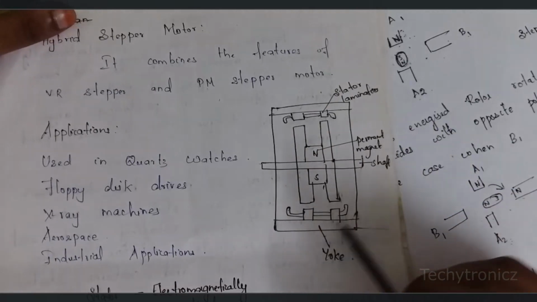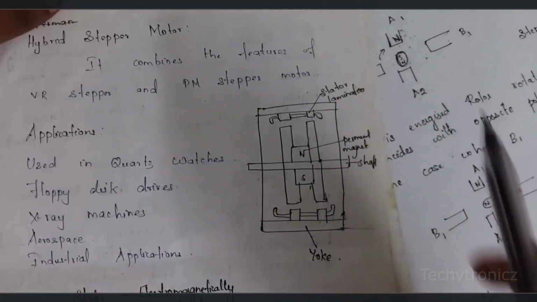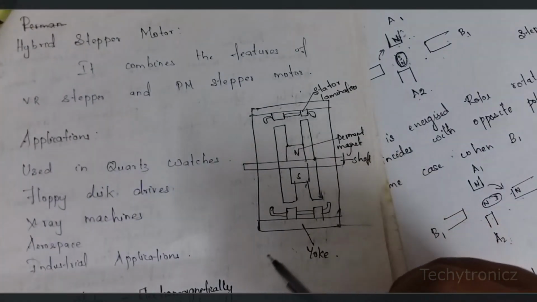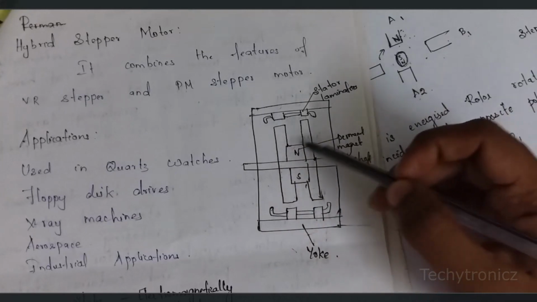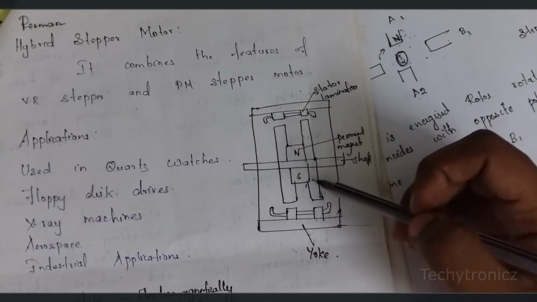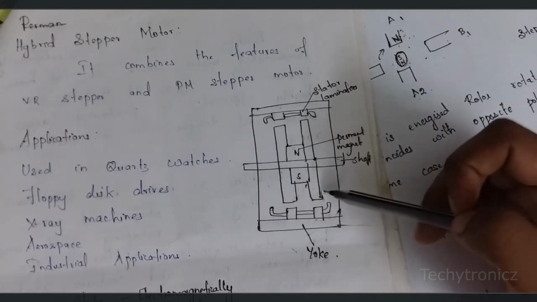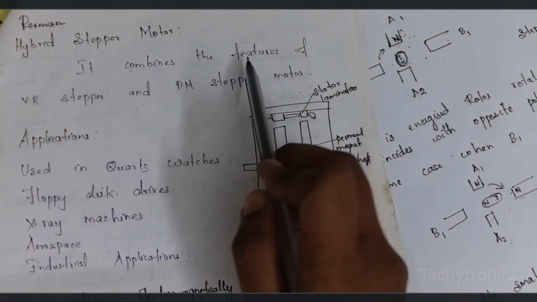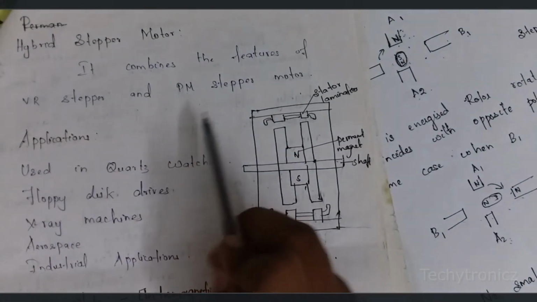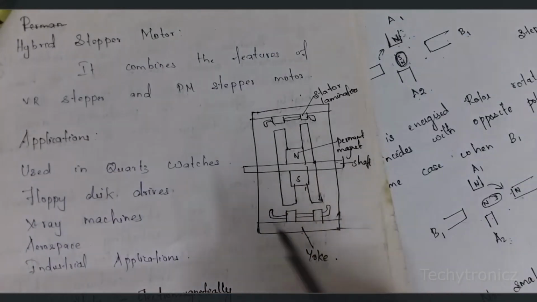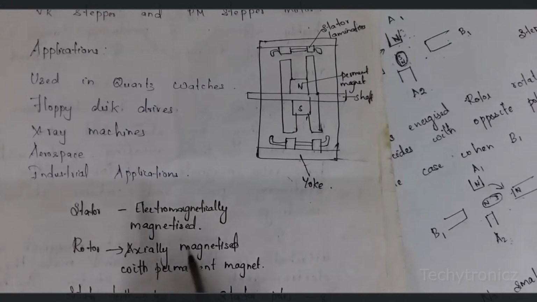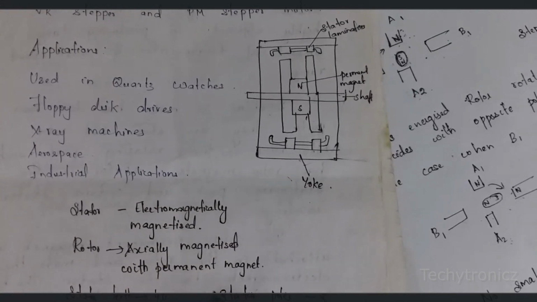So here in this type of hybrid stepper motor, as usual we have a stator and rotor. Here this is the rotor, this is the shaft. This is the stator laminations, the stator is here, and this is the yoke. Yoke means it gives mechanical support to the stepper motor. As I said, it combines the features of the variable reluctance and permanent magnet stepper motors. Here the stator will be electromagnetically magnetized and the rotor will be axially magnetized with a permanent magnet.